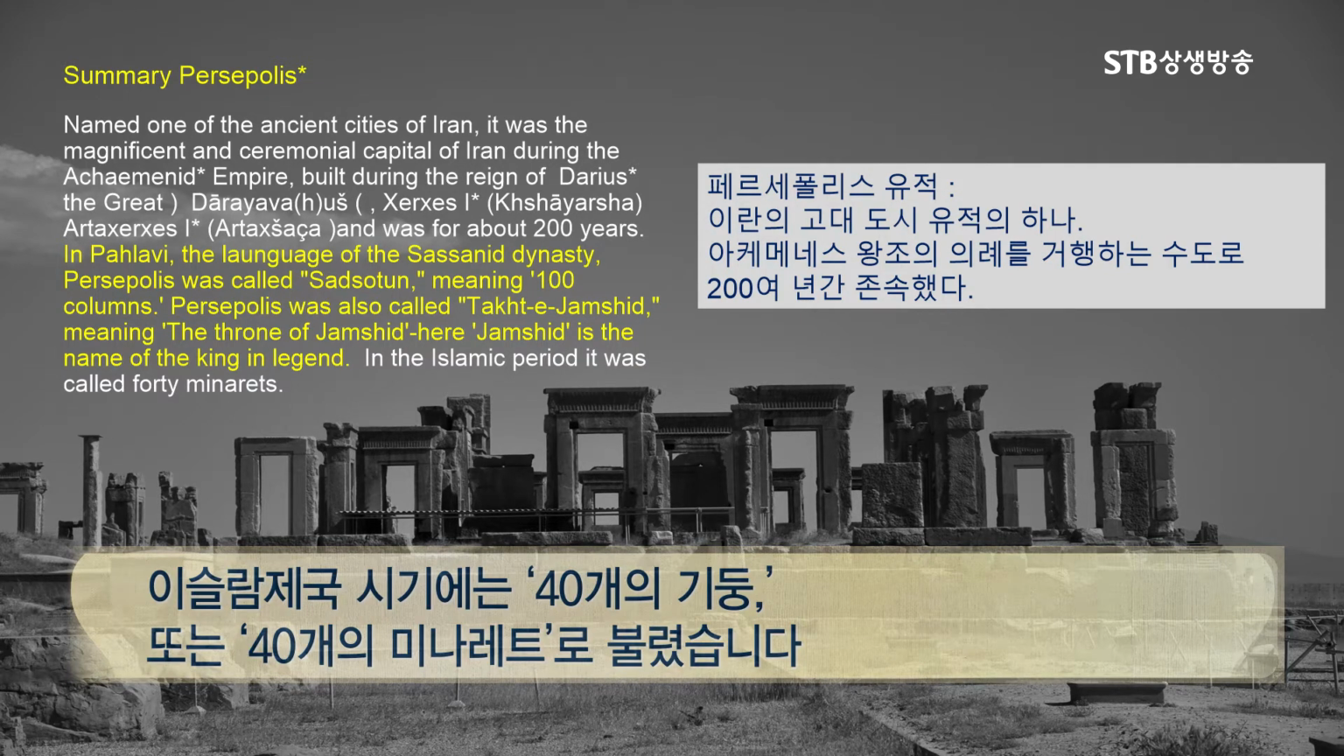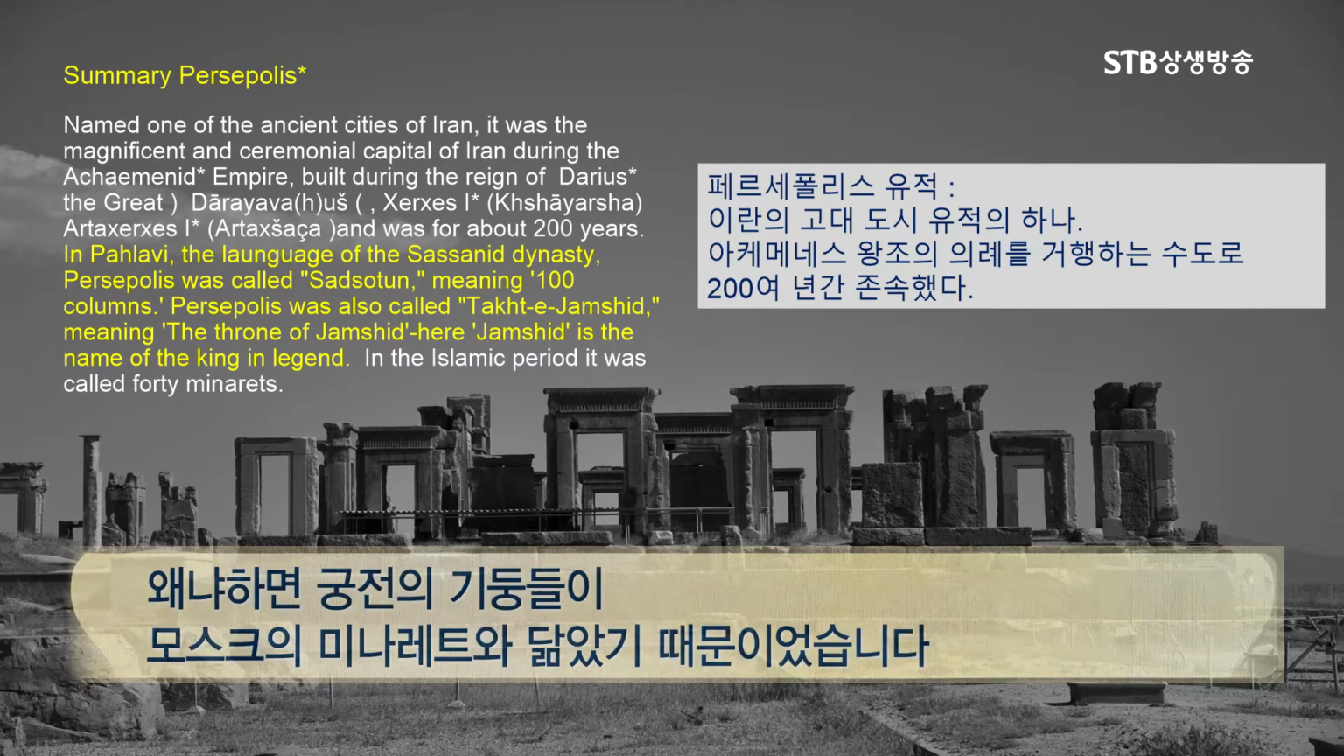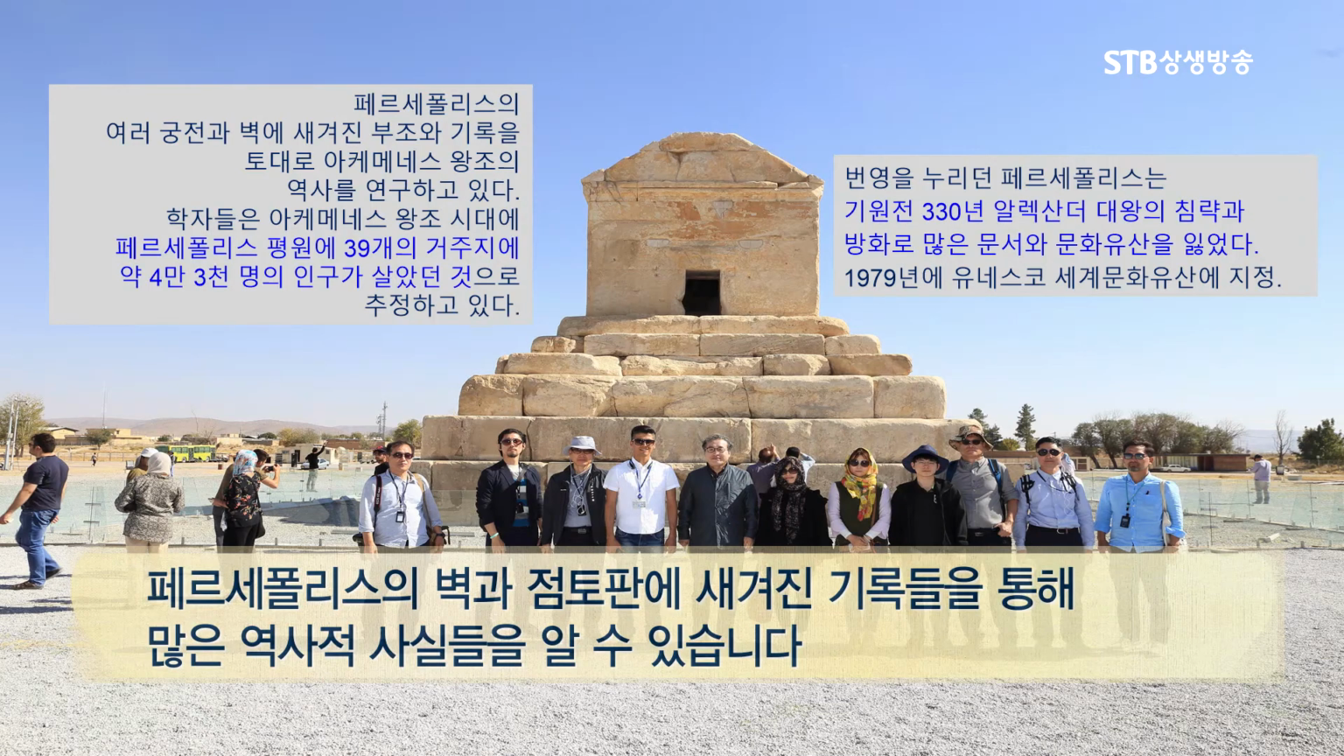And also, during the Islamic period, they called it 40 columns or 40 minarets, Chehel Sutun. The columns exactly looked like the minarets of a mosque. That's why they called it 40 minarets. Most of the knowledge that we have about Persepolis comes from the inscriptions engraved on the walls, and also the tablets that were found in Persepolis.